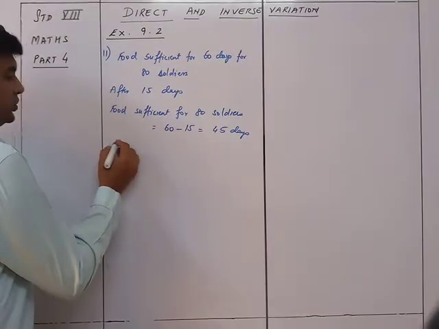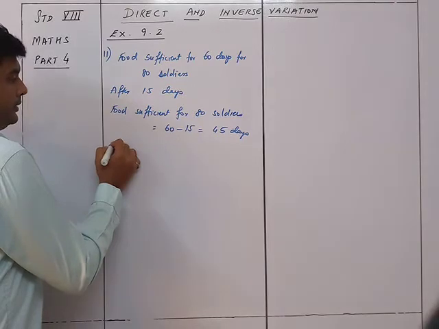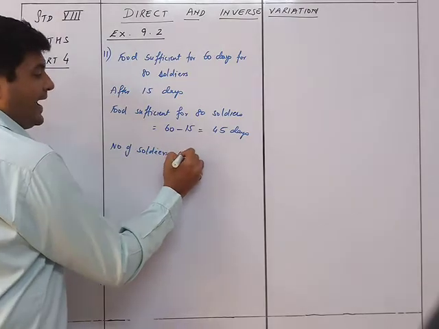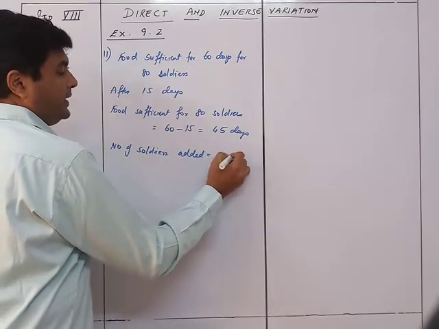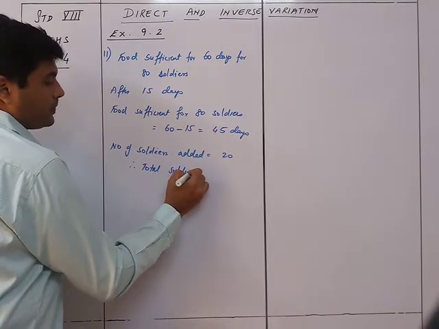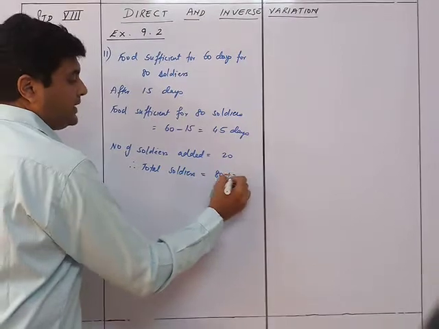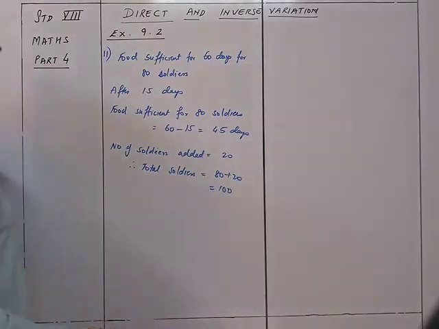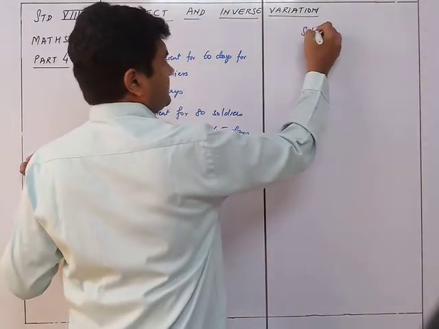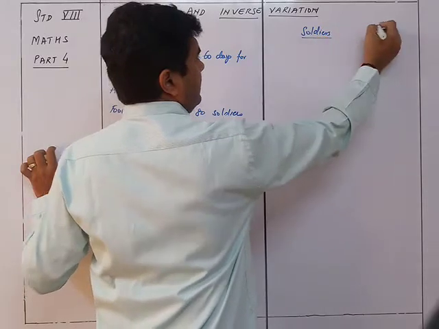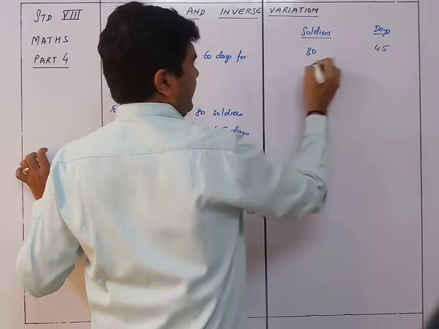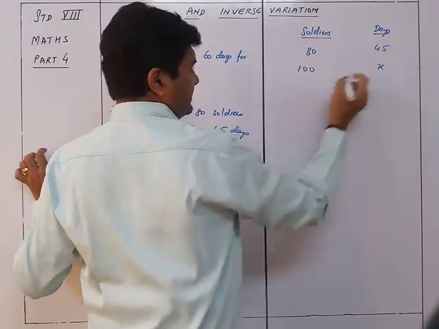So now we have got the number of soldiers added is equal to 20, therefore total soldiers is equal to 80 plus 20, which is equal to 100. Okay, so we can say now that soldiers 80, days 45, soldiers 100, days X.